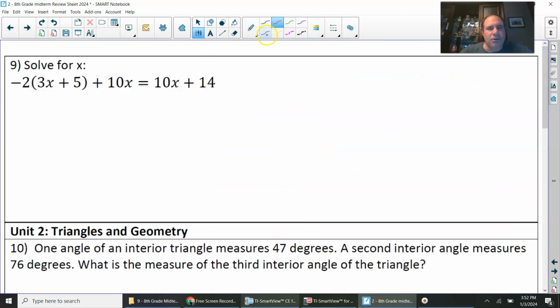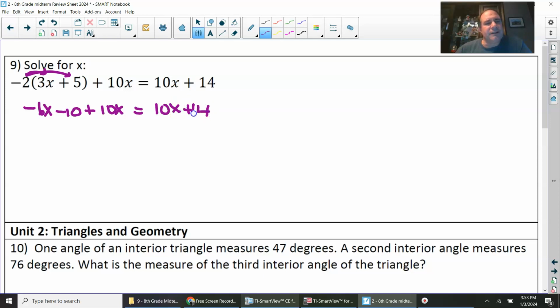Okay, so another long equation. This is very heavy in the algebra section. You do distributive property. Just remember, be careful with the distributive property when you're distributing a negative. The negative is something that causes a lot of problems for people, but just remember, say to yourself, negative 2 times a positive 3x. Negative times a positive is negative. Put it in the calculator if you need to. Negative 2 times positive 5 is negative 10. Plus 10x equals, and then bring everything down, 10x plus 14.